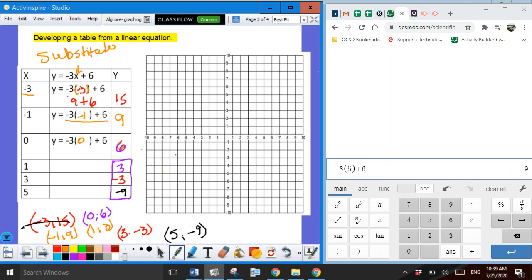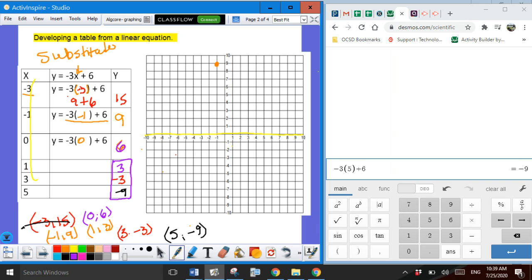Negative 1, 9. Again, remember that the x values are the horizontal, okay? The x values are the horizontal. So negative 1 is here, and 9 is there. So there's my first point.